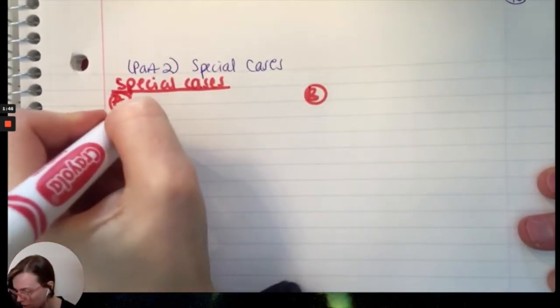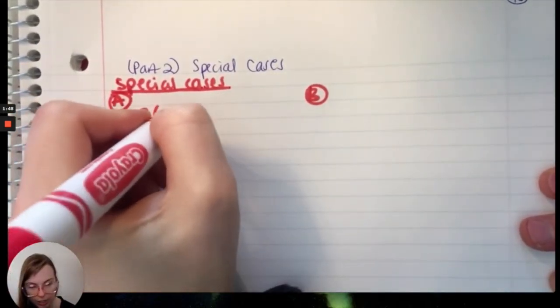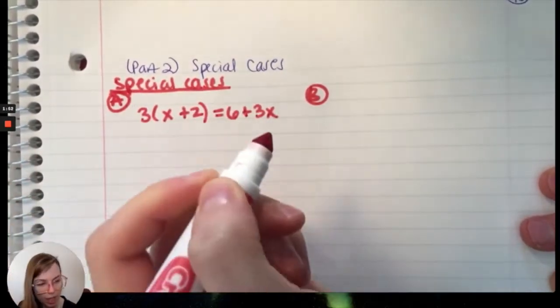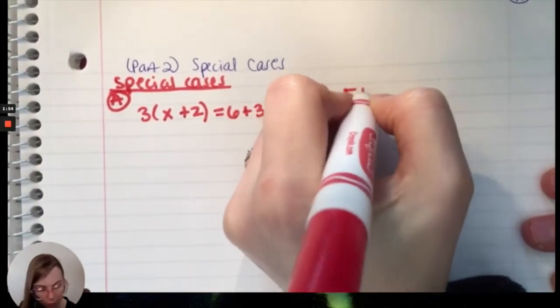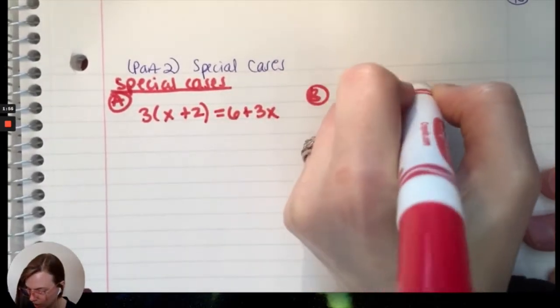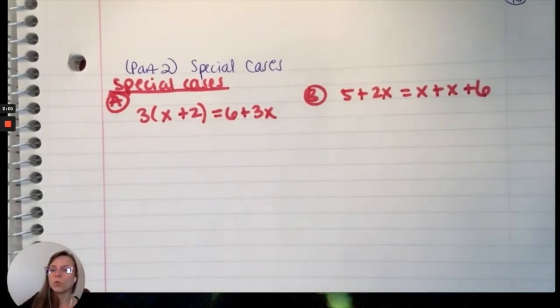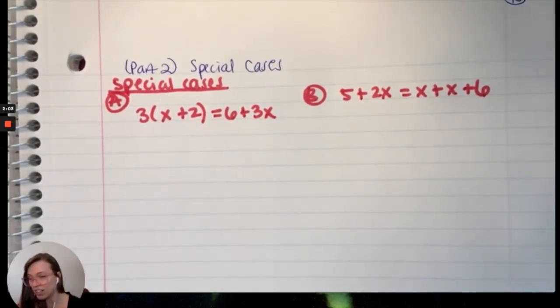Special cases. We're going to have 2, so A and B. I'm going to have 3 multiplied by the quantity x plus 2. That's going to equal 6 plus 3x. And I'm going to have 5 plus 2x equals x plus 6. All right, so if you want, pause the video. Try to solve these on your own. What do you end up with? So one way to solve equations is always guessing and checking. It's not the most efficient, but it does work.